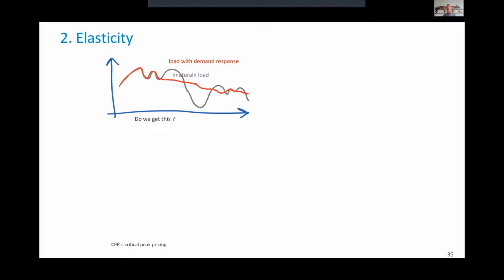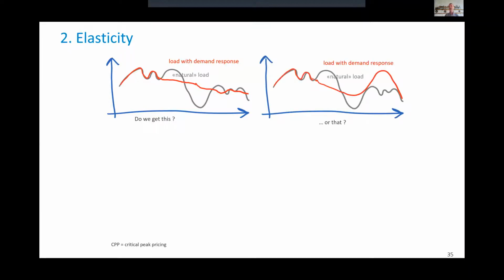Now, in the rest of the lecture, I will address two topics which are also important, at least for this one: elasticity. So elasticity is the question that we have seen already. Assume in gray is the natural load. This is the load that we would have in the system. Now, if I want to do demand response, I would like to obtain the red curve. Is it what we will really get? That's the ideal that we should have. This is what the economic theory of utility would show to us.